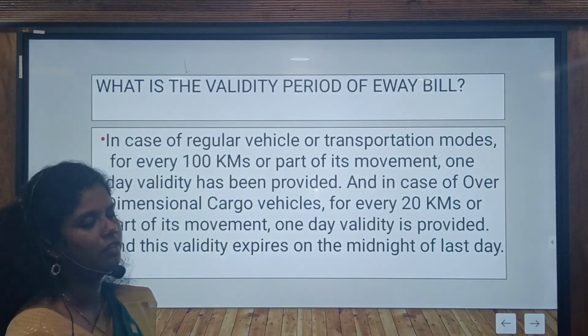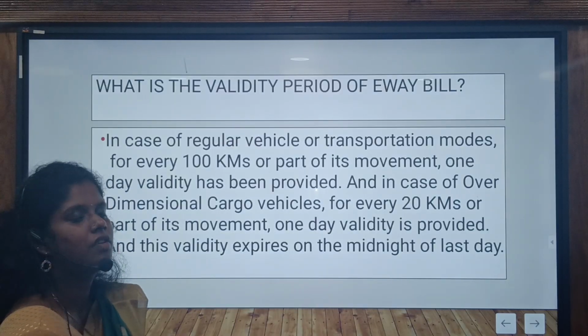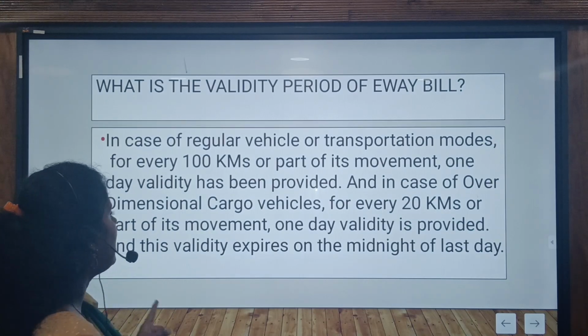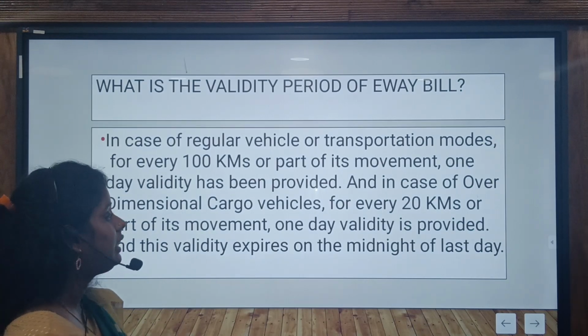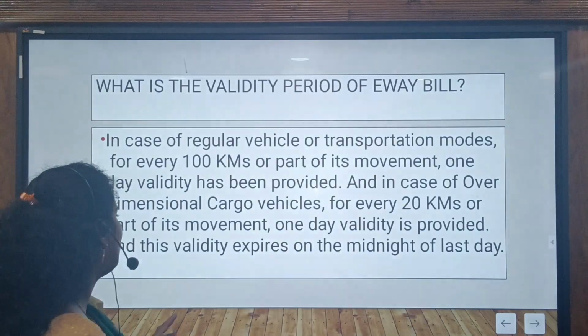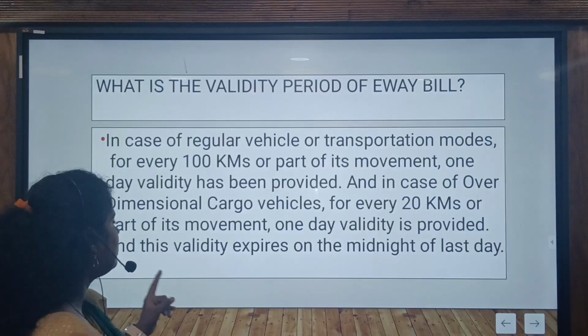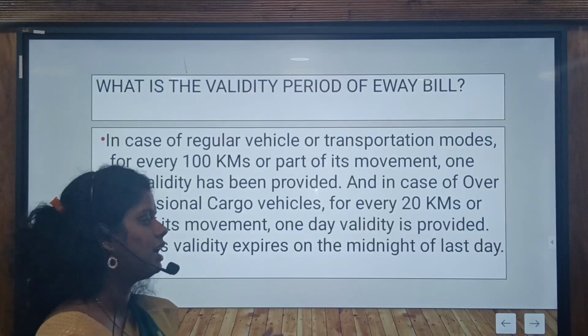What is the validity period of the e-way bill? In the case of a regular vehicle, for every 100 kilometers or part of the movement, 1 day validity is provided, and in the case of over-dimensional cargo vehicles, for every 20 kilometers or part thereof the validity is provided. And this validity expires at midnight.